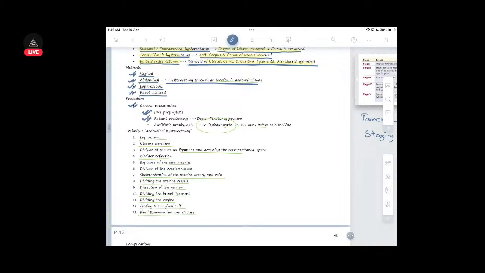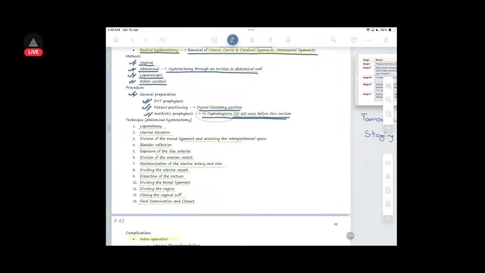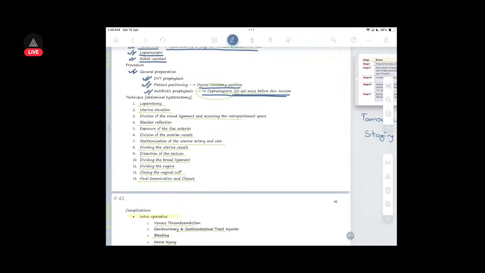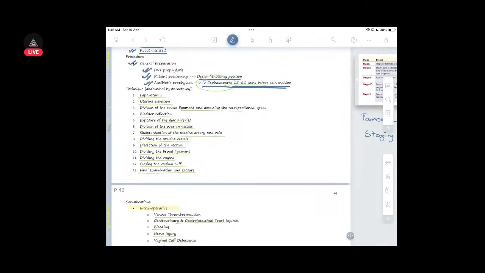Then procedure, general preparation, DVT prophylaxis should be provided. Patient positioning should be dorsal lithotomy position, and antibiotic prophylaxis, IV cephalosporin, should be provided before the skin incision. DVT prophylaxis and patient positioning should be dorsal lithotomy position.